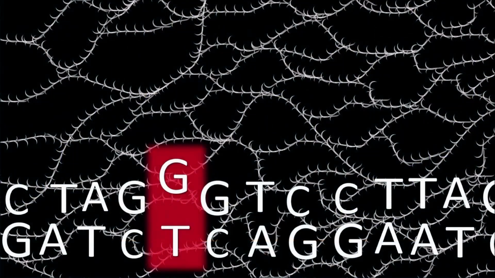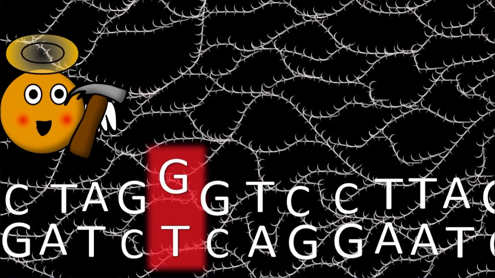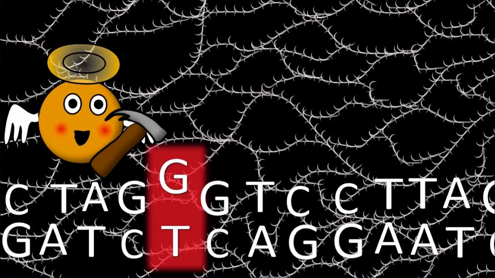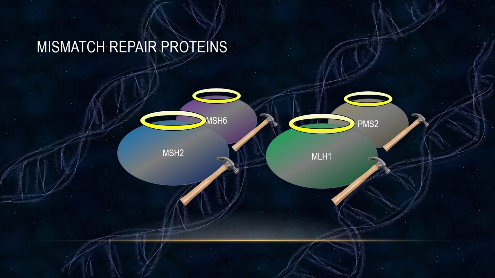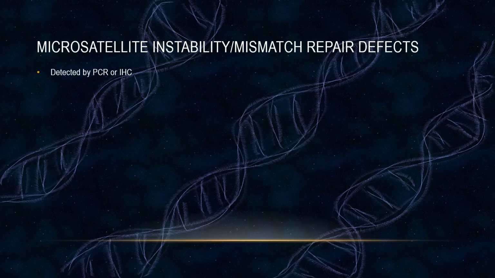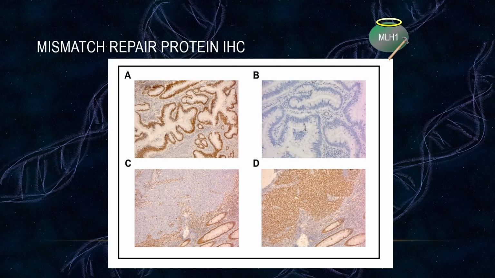So mismatch repair proteins repair mismatches in DNA, like so. That's pretty biologically accurate, I think. And so the four biggest ones we talk about and test for are MSH2, MSH6, MLH1, and PMS2. And so here's a random picture from the internet.